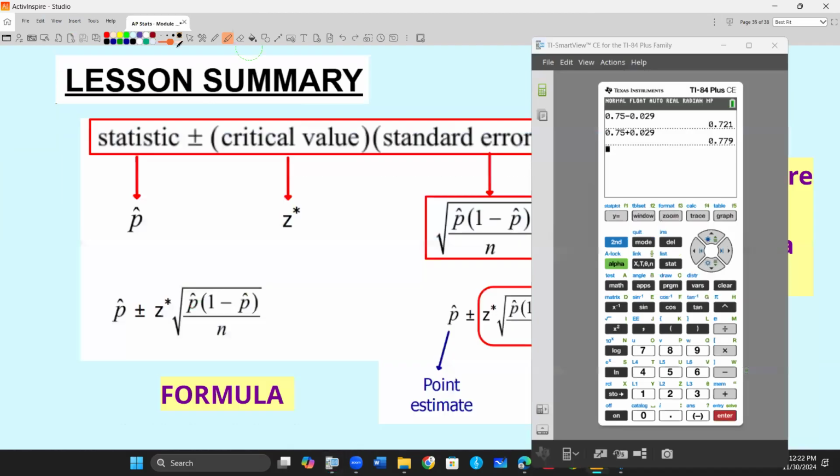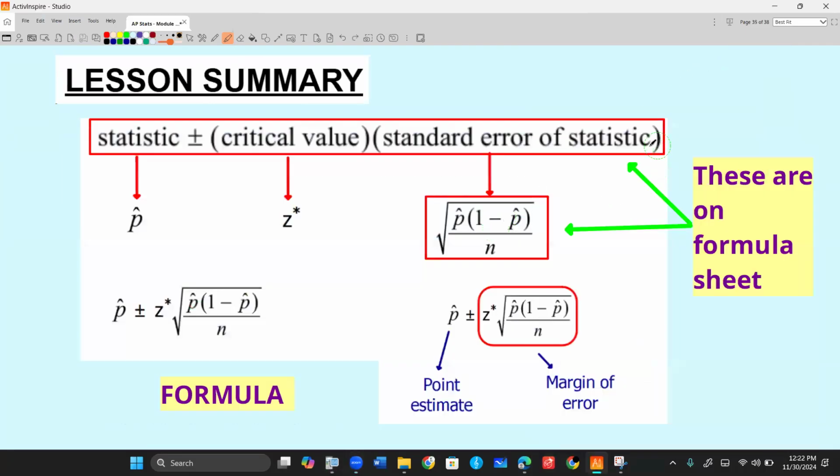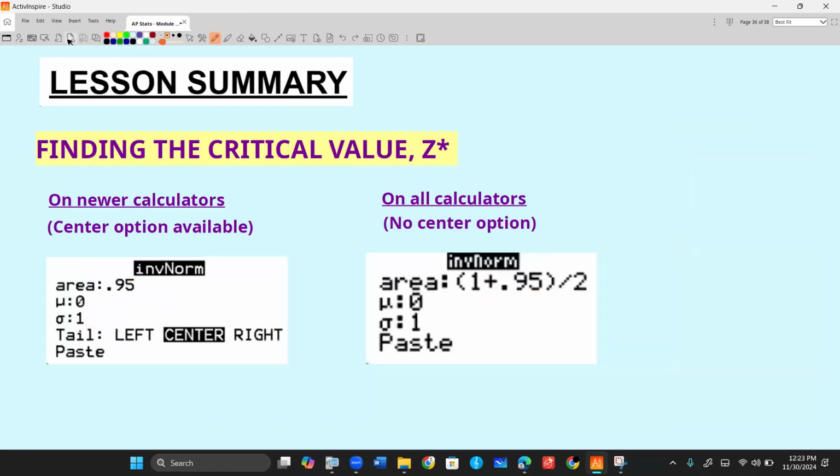All right, guys, just to summarize it up, remember these two are on the formula sheet here. So the generic formula, statistic plus or minus critical value times the standard error, and the standard error formula for one proportion. These formulas down here, you'll have to know how to put them together. And as far as finding your critical value, remember if you have the newer calculator option, pick the center and you can do the area corresponding to your confidence level. If you have the old calculators for the inverse norm, do 1 plus the confidence level, divide by 2 to get the average, and then go down to pace.